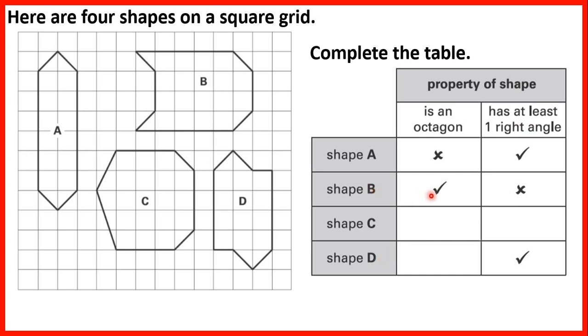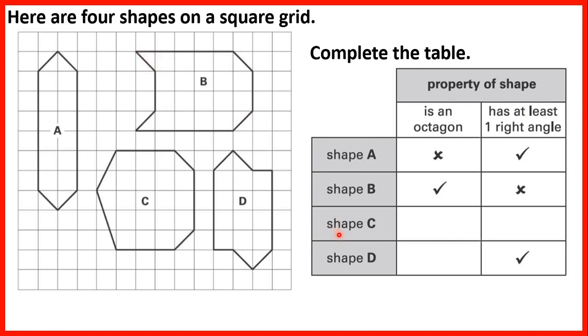So shape B is an octagon because it has 8 sides. So if you'd forgotten what an octagon is, you could remind yourself of that by counting the sides of shape B. But shape B does not have at least one right angle. If we look at the angles, we have obtuse, obtuse, obtuse, obtuse, acute, reflex, reflex, and acute.